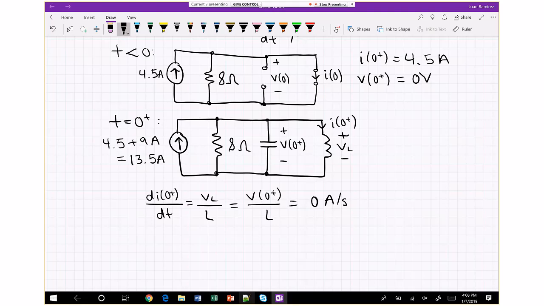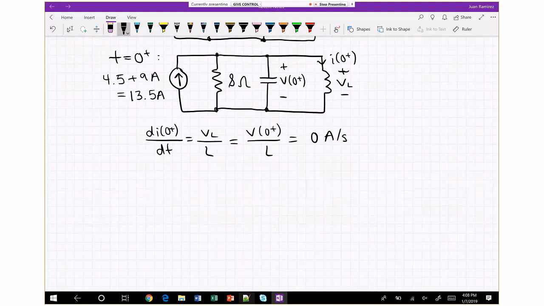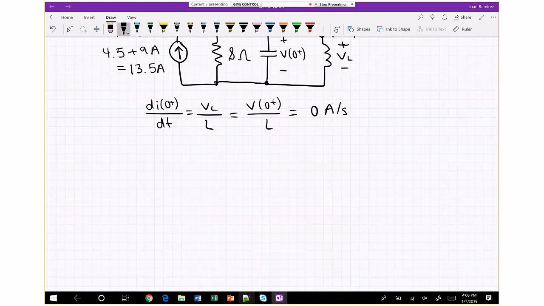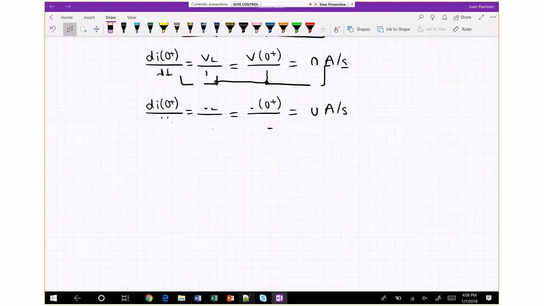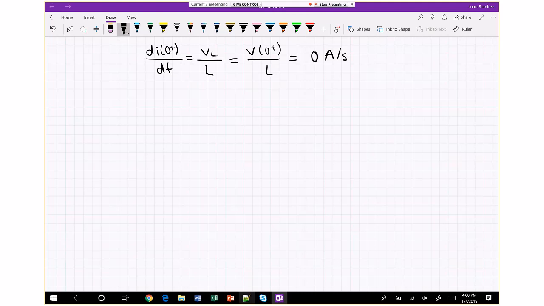The only big difference when we have a step input to a parallel RLC circuit is that now we also have to find the steady state value. We have to look for the final value of the inductor current.